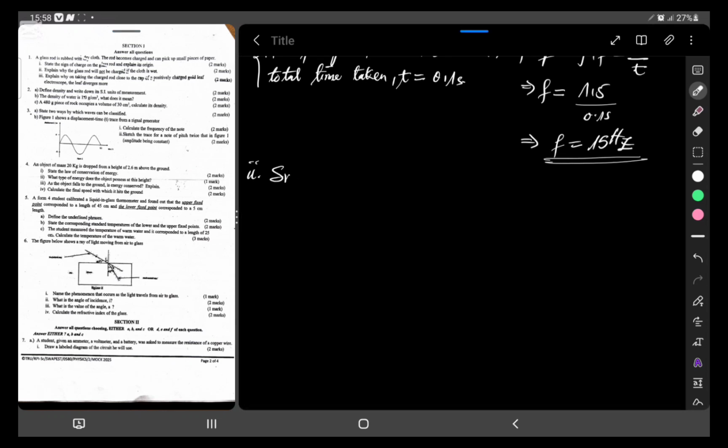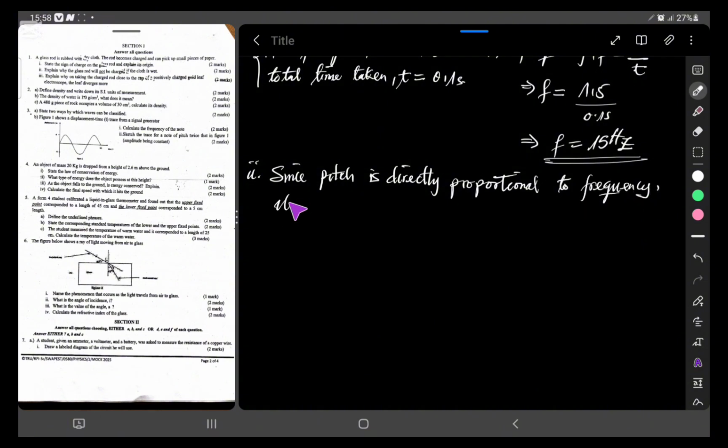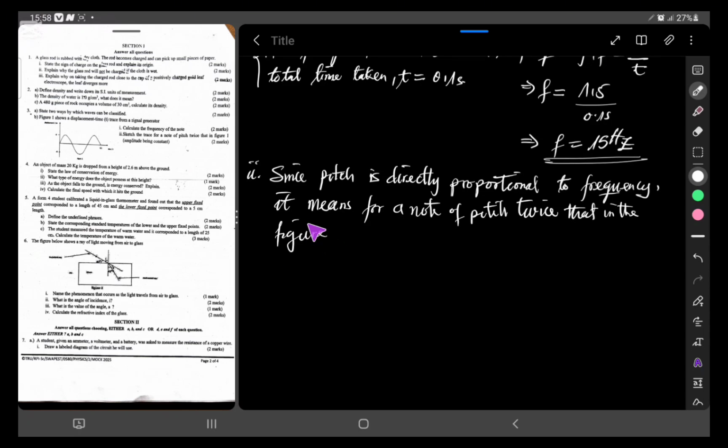So we say since pitch is directly proportional to frequency, it means that for a note of pitch twice that in the figure, its frequency F1C will be equal to twice the original frequency. So we're going to have 2 times 15 Hertz, which boils down to 30 Hertz.